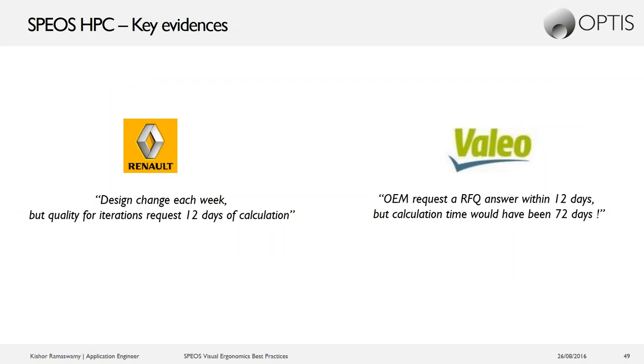So some, let's say, complaints from previous models include the time that it would take for new iterations. So if your design is changing on a weekly basis, but your simulations are taking a long time to calculate, it defeats the purpose. Same with RFQs. If you need to submit a proposal within a short amount of time, you need to have simulations which take a short amount of time as well. So the HPC model allows for this rapid feedback and rapid return.